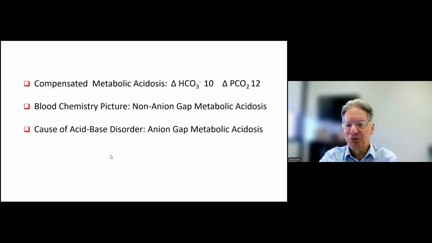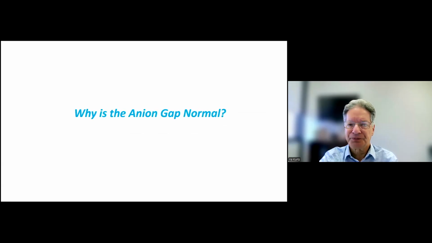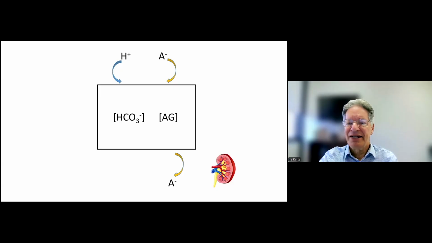And we have 4 plus ketones. We have anions in the urine. Why didn't the blood anion concentration go up? So why is the anion gap normal? And to answer this question, you have to realize that there's an input-output issue here too. Same as with carbon dioxide.